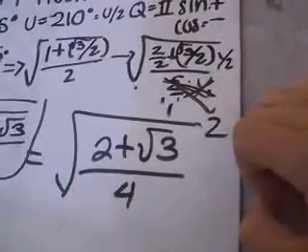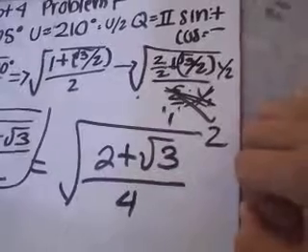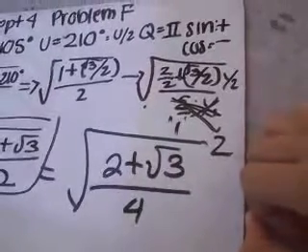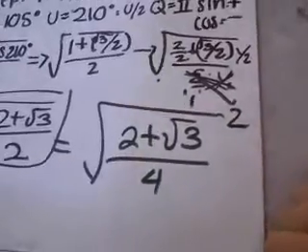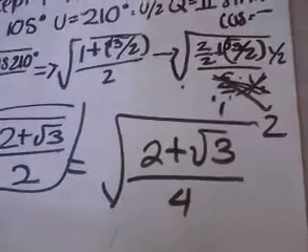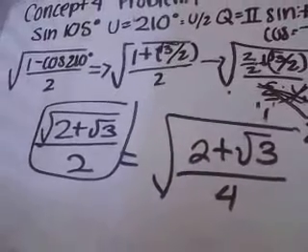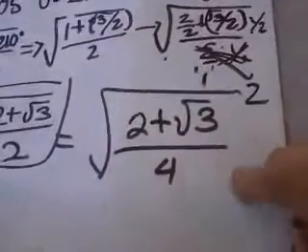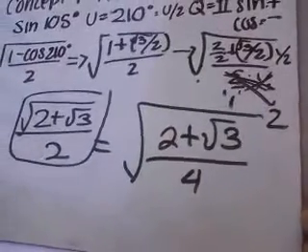Once we have added, it ended up as 2 plus radical 3 over 2, divided by 2. But since 2 divided by 2 is equivalent to 4, we simplified it to radical 2 plus radical 3 over 4. The square root of that 4 is 2, so we can get that out of there, and move on to cosine.